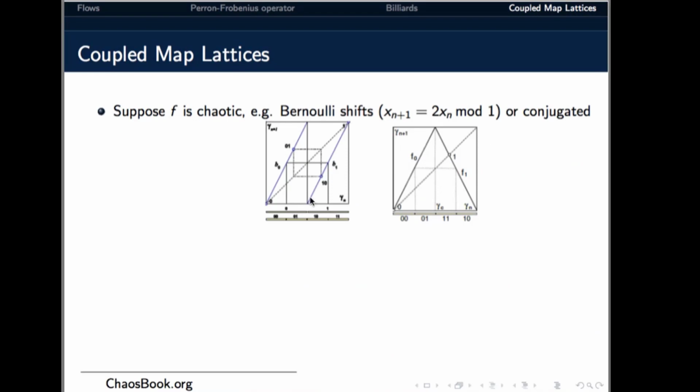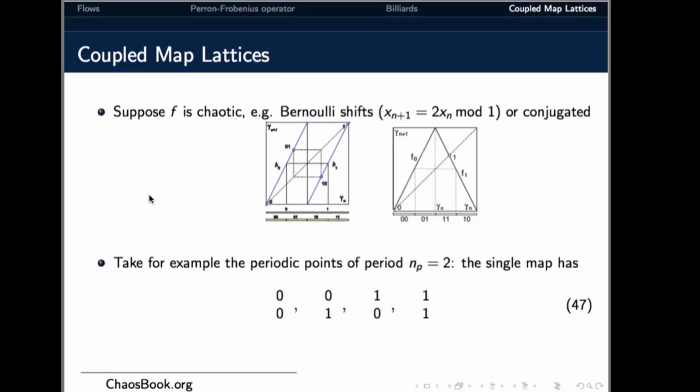Now, suppose that F is chaotic. For example, the Bernoulli shift is a map which is conjugated to the tent map. So you have a symbolic dynamics, a two-symbol dynamics, and you have fully developed chaos. And we're interested in the periodic orbits and the periodic points, for example, period 2. Then the single map has these 4: 0 0, then 0 1, 1 0, and 1 1. You can verify also from here, right? So there are two that are period 1, but period 2 is period 1 repeated, so it's okay. And 2 that are 0 1 and 1 0. This is the single map.